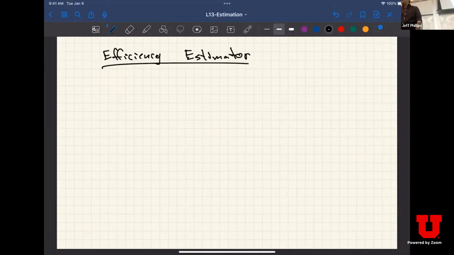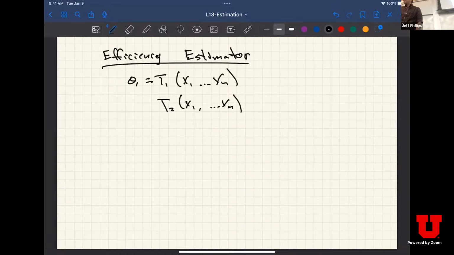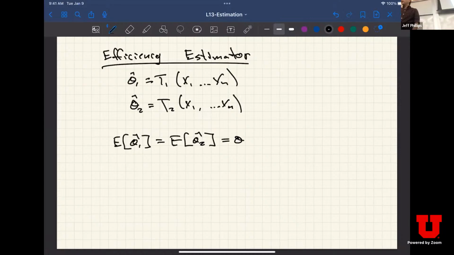So I could have two different functions, T1 of x1 through xn, and T2 of x1 through xn. This will give me an estimator theta 1 hat, and this will give me theta 2 hat. And I might be able to say that the expected value of theta 1 hat is equal to the expected value of theta 2 hat, which is equal to theta. Remember, x1 through xn is drawn from some distribution parameterized by theta. So they could both be unbiased estimators.